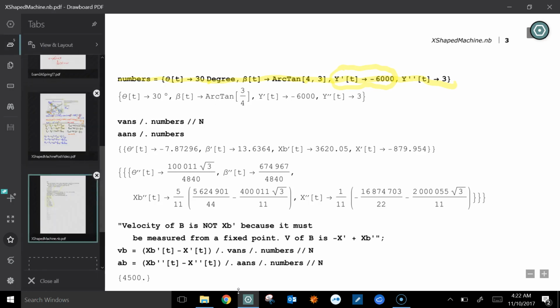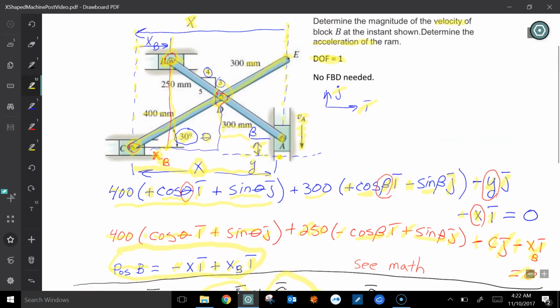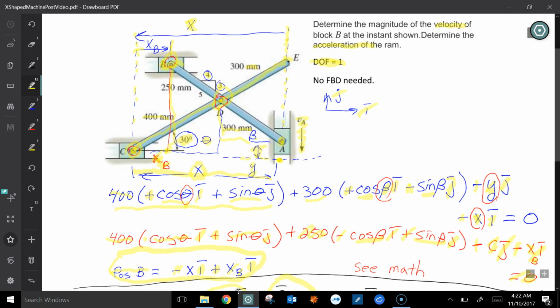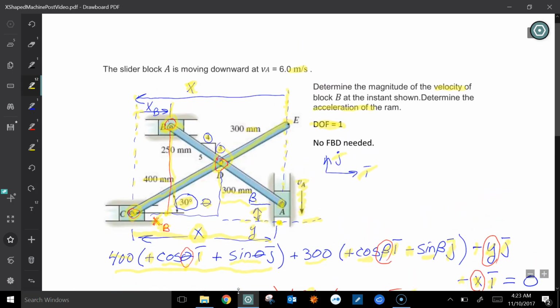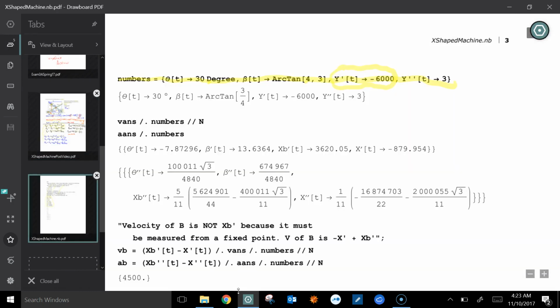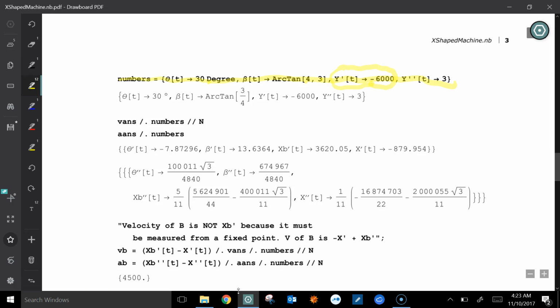So let's go back over there and take a look so you can see what I mean. This y distance right here is the velocity of A, because it's measured from a fixed reference line, so that's equal to the velocity of A. Now, if A is moving downward, y is getting smaller. If y is getting smaller, y dot is a negative number. So I'm going to put in the number 6, and since it's going down, y dot is negative. Let's go back over to the math file, and you can see I put in a negative for the y dot.